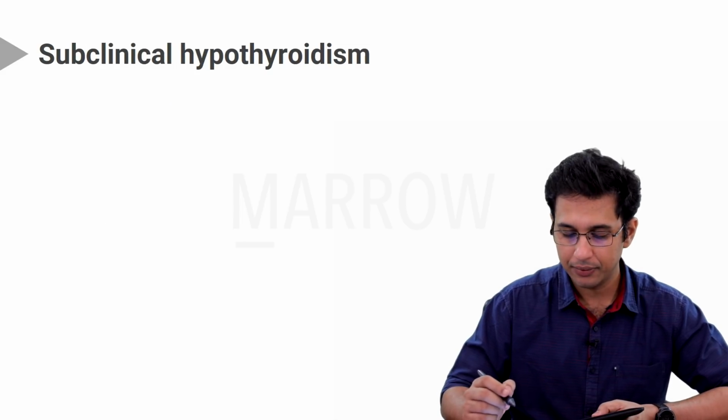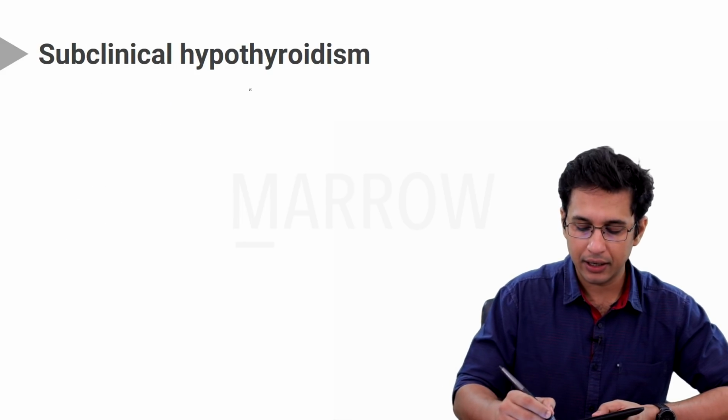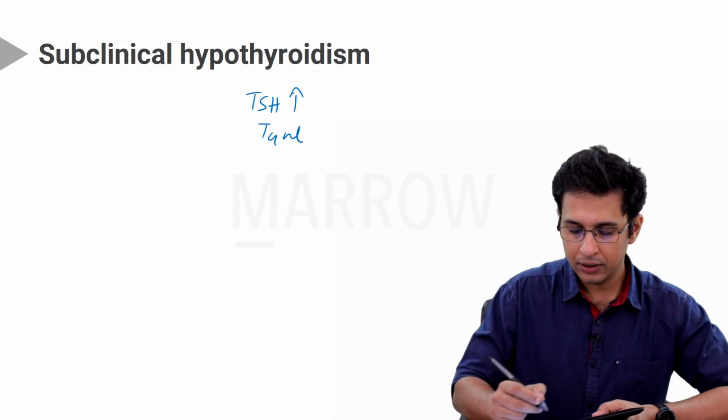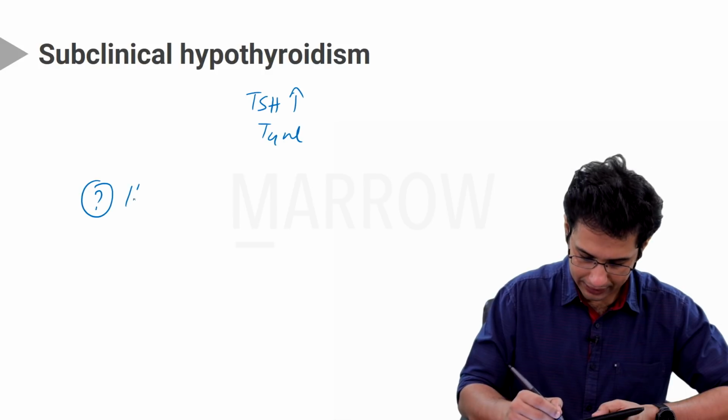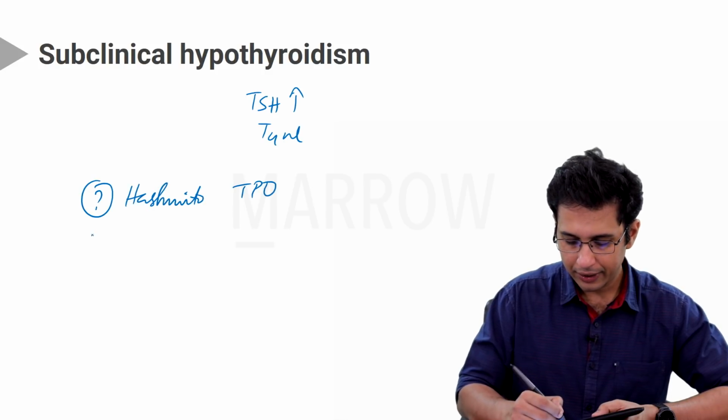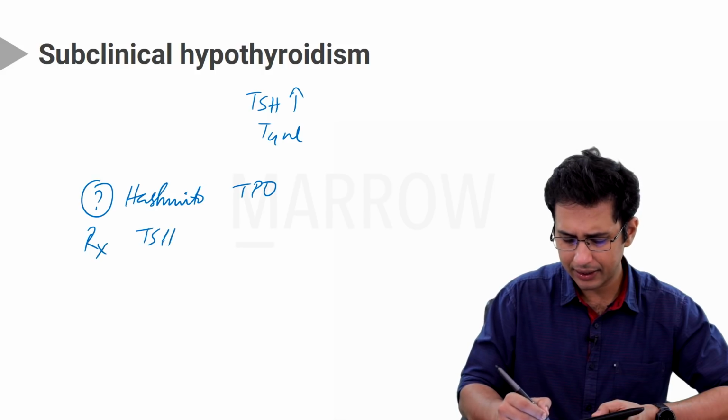Subclinical hypothyroidism, we discussed it, right? Here the TSH, which is hypersensitive, is raised. T4 is normal. See if it is Hashimoto by measuring TPO. Treat if TSH is really high, like greater than 10. Treat if there are symptoms.